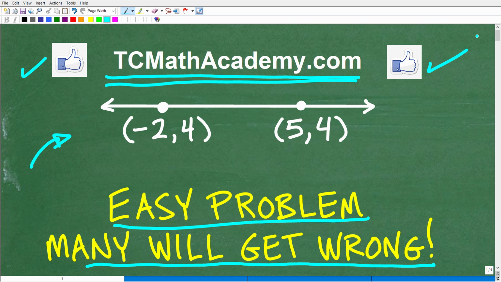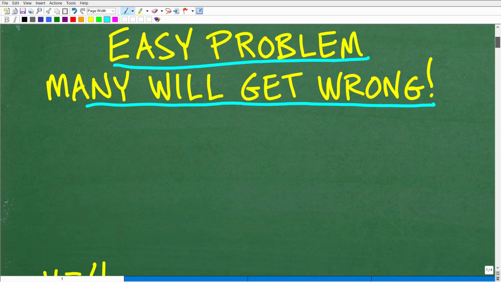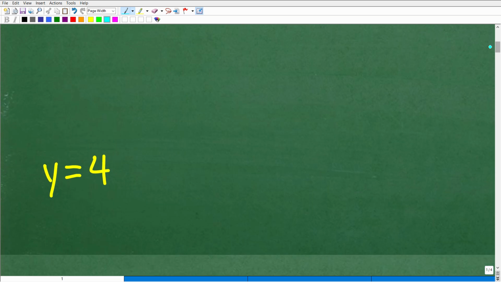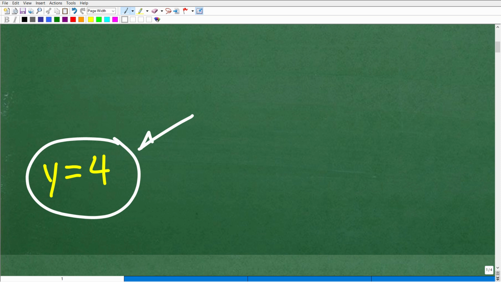Okay, so hopefully this wasn't a trick problem. You're like, oh, I got this. This is easy. I know exactly what to do. So again, we want to find the equation of this line that passes through these 2 points. What is that equation? Well, let's go and take a look at the answer right now. The answer is the following. y is equal to 4. Okay, that is the equation to that line.